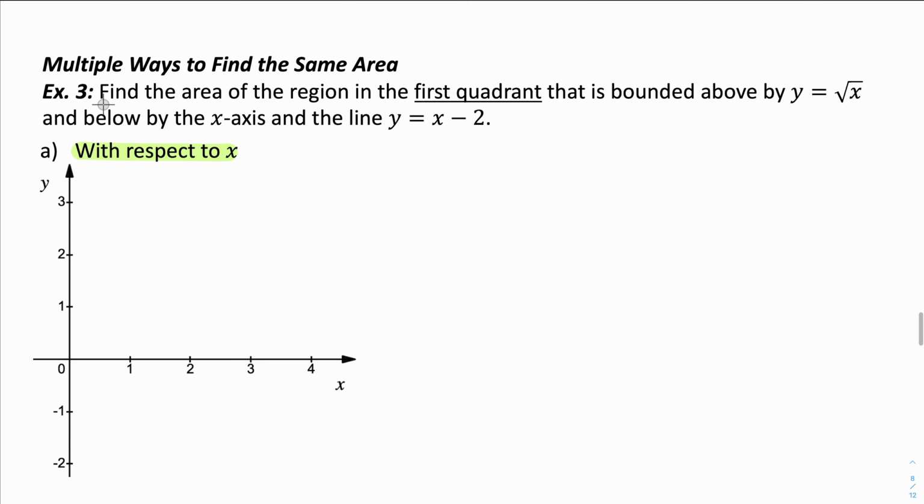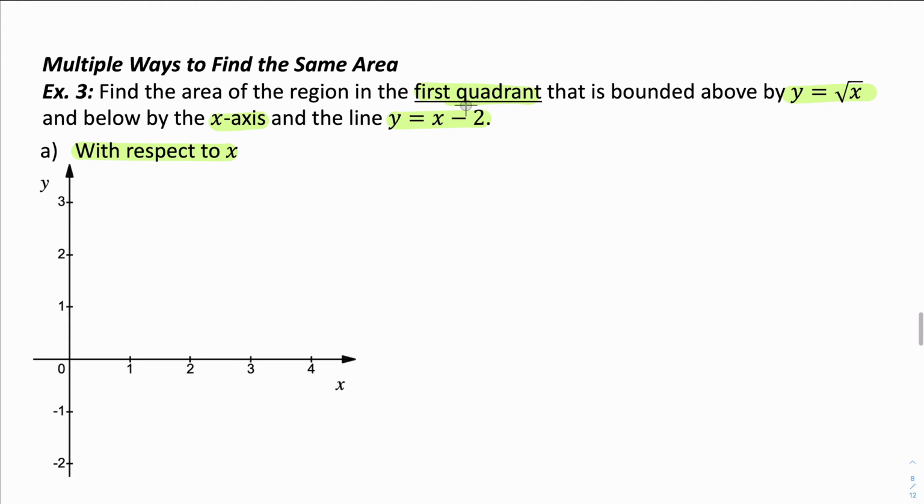So in this first example, we're finding the area of the region. Again, notice it's just in the first quadrant. This one is saying we just want the area in the first quadrant. Our first function is y equals the square root of x. It's bounded below by the x-axis. That's the whole first quadrant thing. And then the line y equals x minus 2.